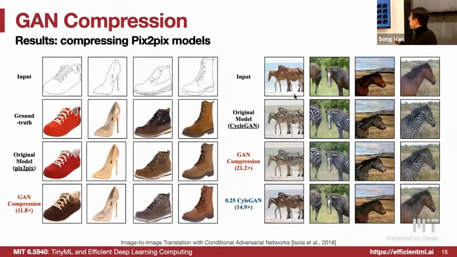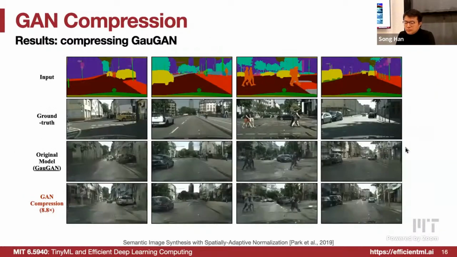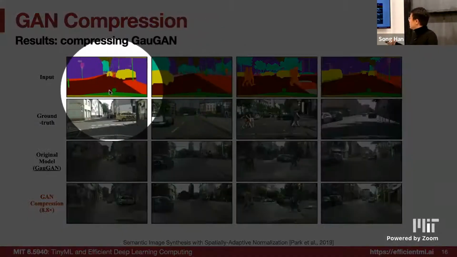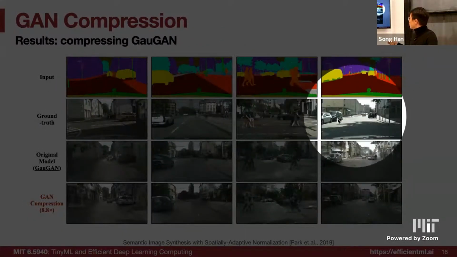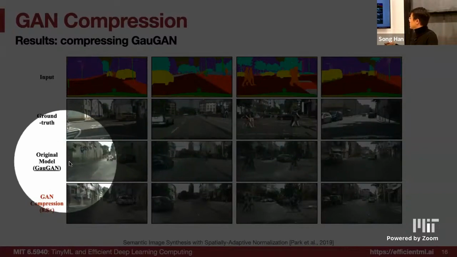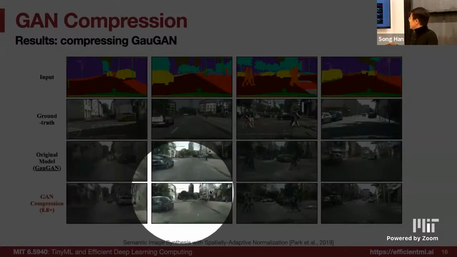On the right-hand side is horse to zebra. Input is a horse, the output is a zebra. And this is the GAN compression, compressed by 21 times. And the output is still roughly the same, which is pretty cool. And here are some more examples, compressing GAN given the segmentation input. And this is the ground truth. And this is the original GAN model. This is the compressed one.